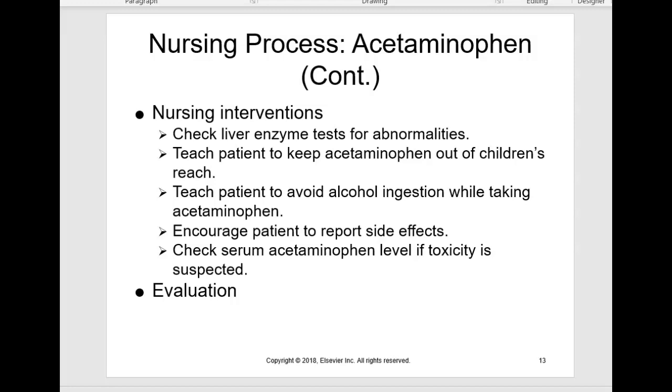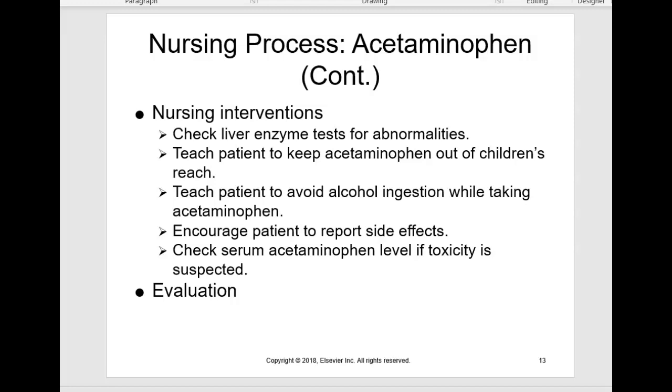The therapeutic serum level for acetaminophen is 10 to 20 micrograms per milliliter. So again, acetaminophen has a therapeutic serum level, so that value is something that you need to have memorized. So the therapeutic serum level for acetaminophen, which is Tylenol, is 10 to 20 micrograms per milliliter.